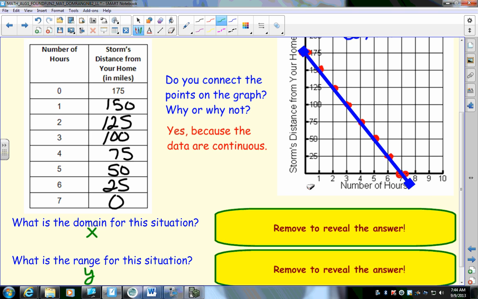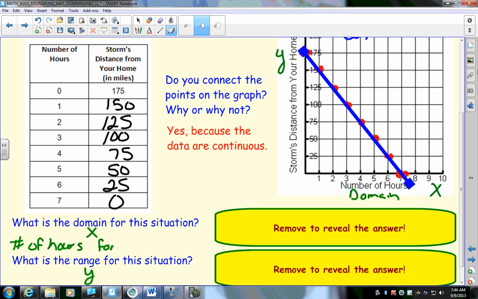First off, up here on my table, remember this, the horizontal axis is the x, the vertical is the y, which means the number of hours is the domain. Okay, so number of hours is domain. What does it start at? From 0 to what? To 7. That's when the storm shows up. Now that's one way to write it. That's kind of how you could write it in words.